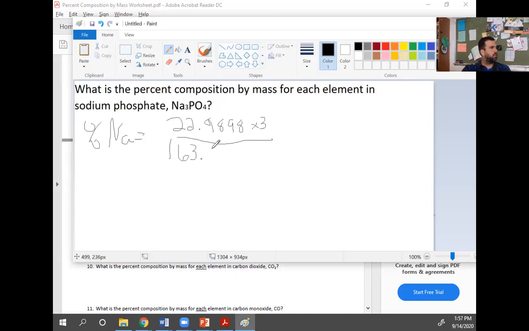I think it would be 163.941 because I'm adding and subtracting, so I need 4 decimals. Because Na has 4 decimals, P has 4 decimals, O has 4 decimals. Oh, okay. It's 163.9408.